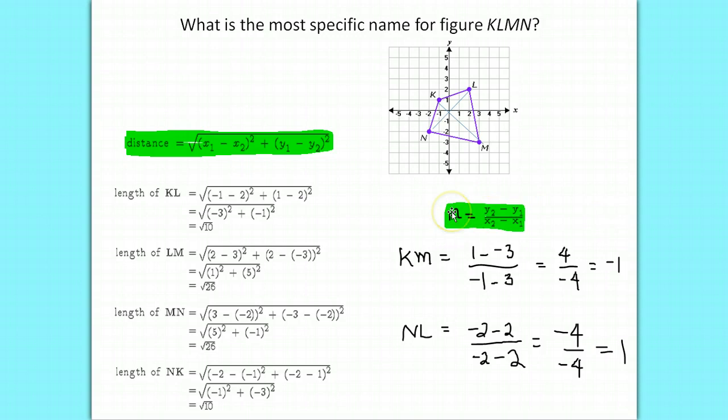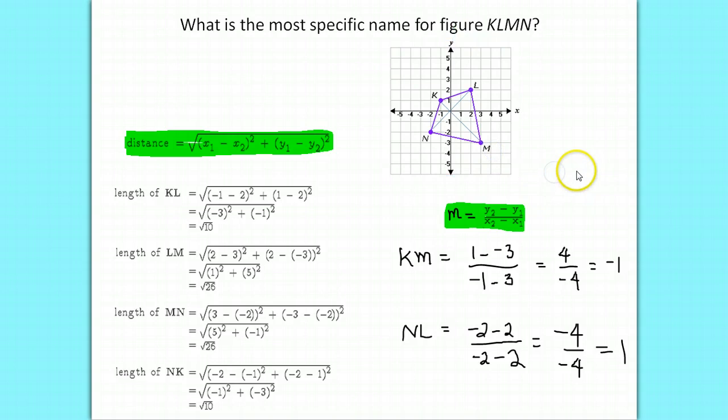M stands for slope. So you're going to use the x and y values for K and M, because that's how you get one of your diagonals there. And then subtract. So again, just be really careful with that minus sign. You're going to have 1 minus -3, -1 minus 3. Simplifying that gets you down to -1. And then you're going to do the same process for NL. And plugging in everything very carefully, you get 1.